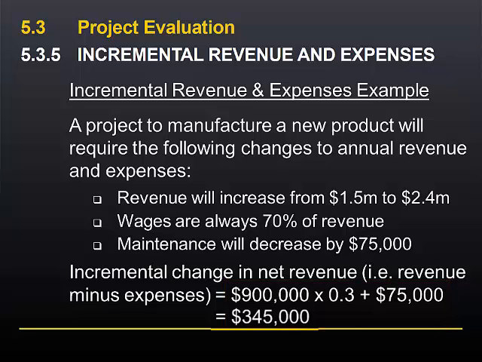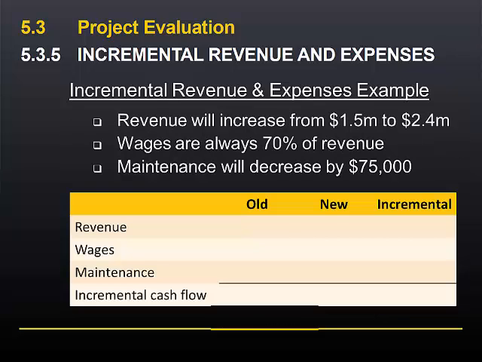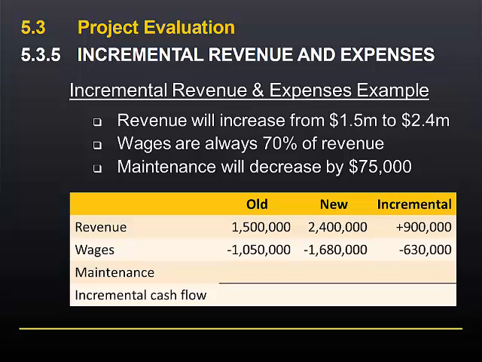If you're having trouble understanding how we've arrived at this solution, here's an alternative approach. The old revenue was 1.5 million and the new is 2.4 million. So in terms of revenue, there's a positive incremental cash flow of $900,000. Since wages are 70% of revenue, the old wages were 70% of 1.5 million, or $1.05 million, which is a negative cash flow. The new wages bill is 70% of 2.4 million, which is a negative 1.68 million.